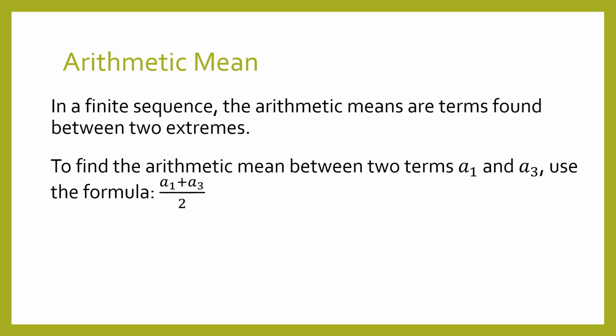To find the arithmetic mean, meaning when you say arithmetic mean, there is only one term that you have to insert in between these two terms, which is A1 and A3. So you have to use the formula, which is A sub 1 plus A sub 3 over 2.